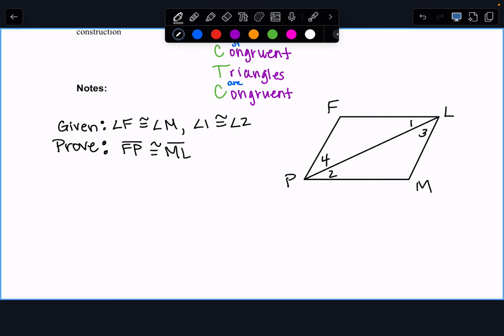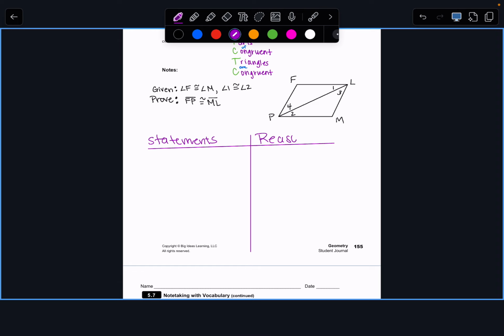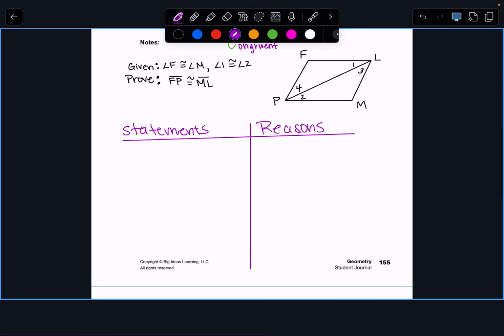Okay, this is under that notes portion. We are going to write a proof. So I am going to give you a couple moments here to get this picture written down with the given and what we need to prove. And we are going to talk about how we do this proof.